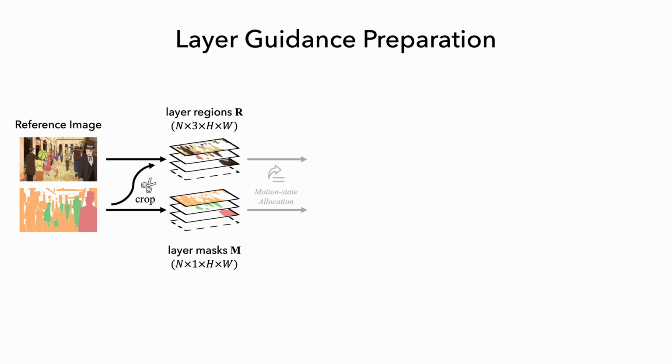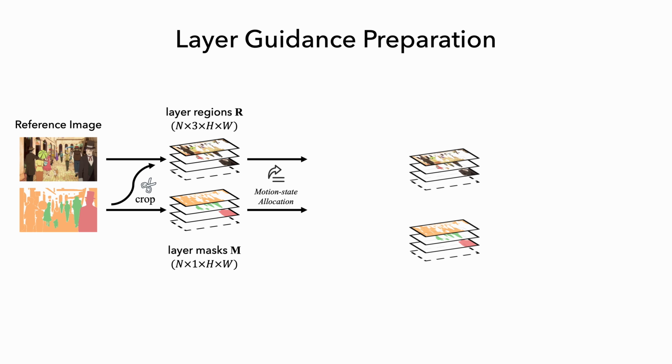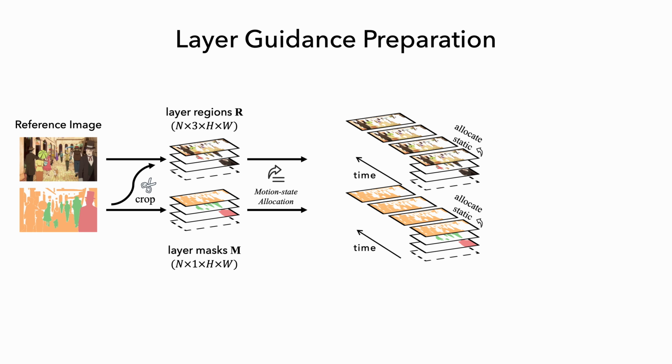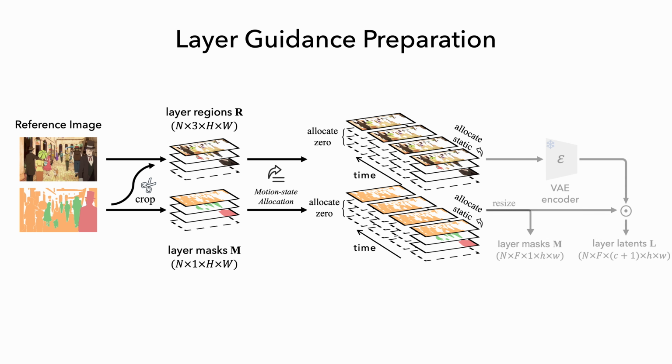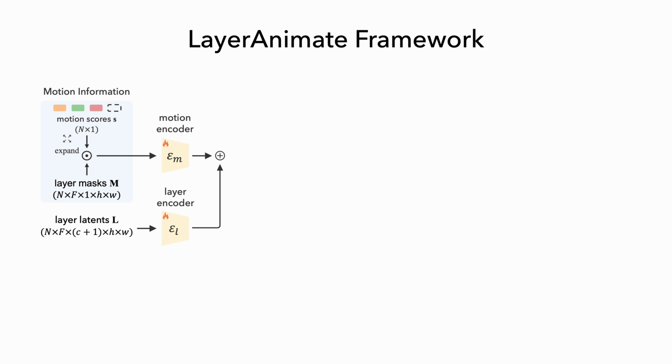With the curated layers, we implement motion state allocation to separate dynamic and static layers to prepare layer guidance. We allocate the reference static layers to all non-reference frames. For dynamic layers, we allocate 0 images to those frames. Then the allocated layer regions are encoded with a VAE encoder, and we concatenate the resized layer masks to indicate valid condition areas.